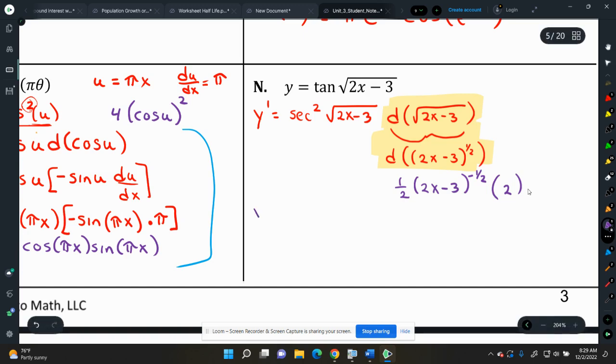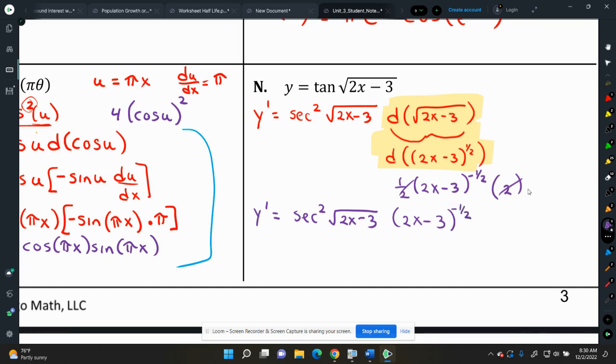Okay. So we have y prime equals secant squared times the square root of 2x minus 3. Now my 1/2 and my 2 cancel. This is times 2x minus 3 to the negative 1/2. Did you? Yeah, that's what I have too. My mistake when I went around. I have the first radical as a 1/2. Wait, why'd you press? Oh. 1/2 times 2 is 1.